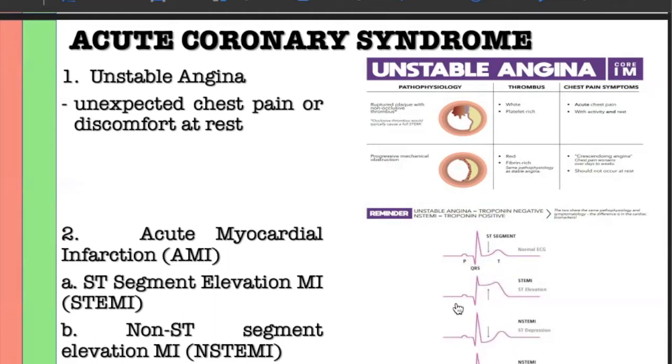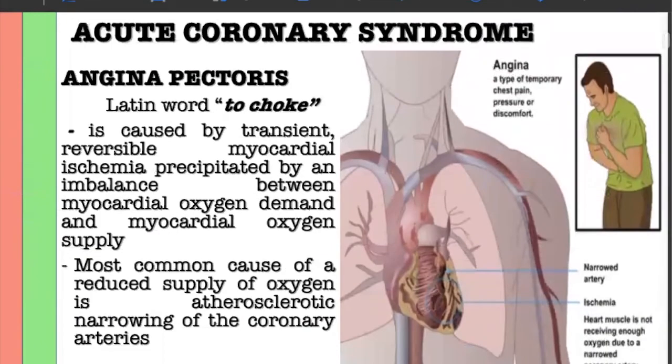So whenever you see an illustration like this for your ECG reading, you can identify what type of acute myocardial infarction it is. You can identify it because here the ST segment is elevated, while here it's a bit depressed. Okay, now let's move on.